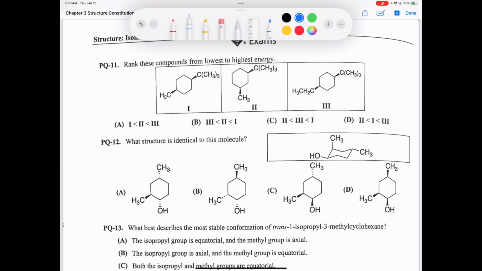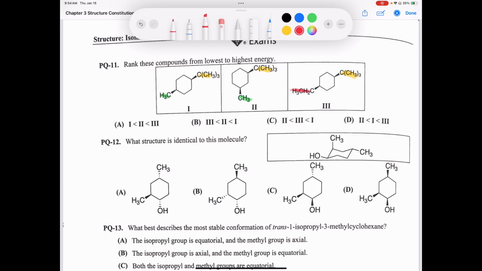Number 11, rank these compounds from lowest to highest energy. All right, so we've got some substituted cyclohexanes here. You can see we get an isopropyl group here, isopropyl group here, isopropyl group here. Here we have a methyl group, here we have a methyl group, and here we have an ethyl group. All right, so we've got some different groups here, but they all have an isopropyl group in common.